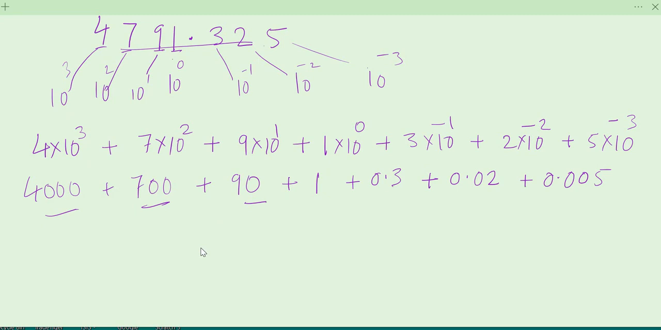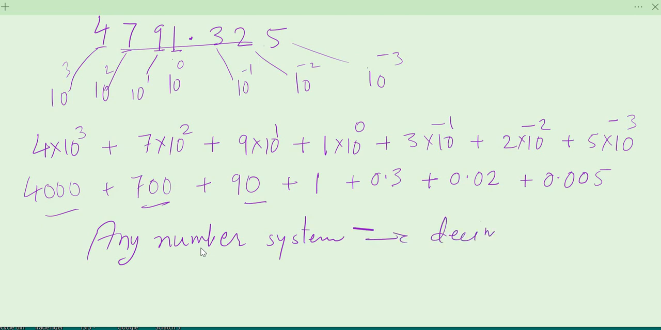Exactly the same concept applies to octal numbers also. If we want to convert any number system into decimal, then we have to use this expansion method in that number system. So let's see it for octal.